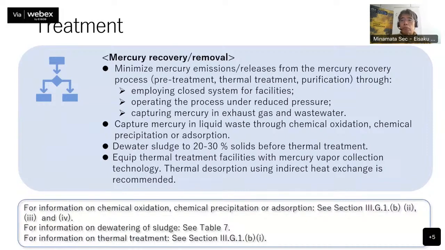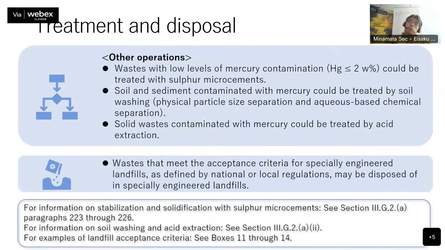For removing or recovering mercury from waste contaminated with mercury or mercury compounds, the same guidance for waste of mercury-added products is applied. For liquid waste, mercury could be captured through chemical oxidation, chemical precipitation, or adsorption. As pretreatment of sludge for mercury removal or recovery, dewatering is necessary. The TG provides information on other treatment options such as sulfur microcements, soil washing, and acid extraction.